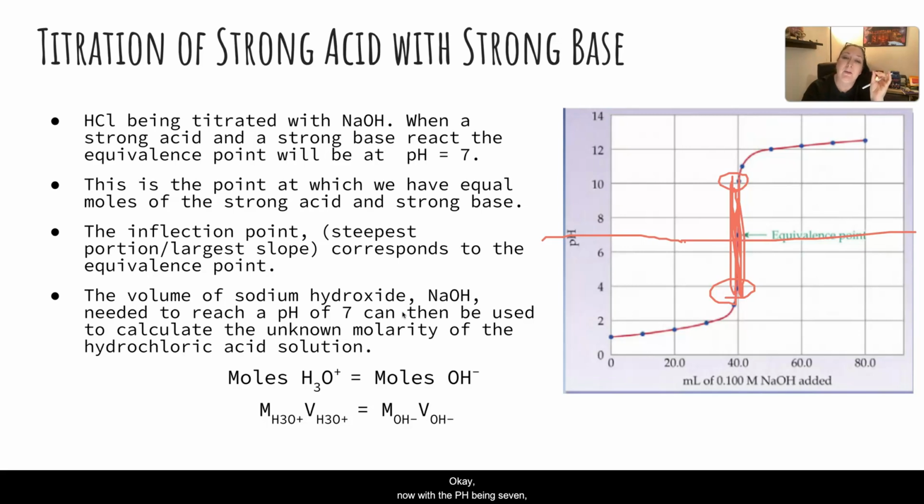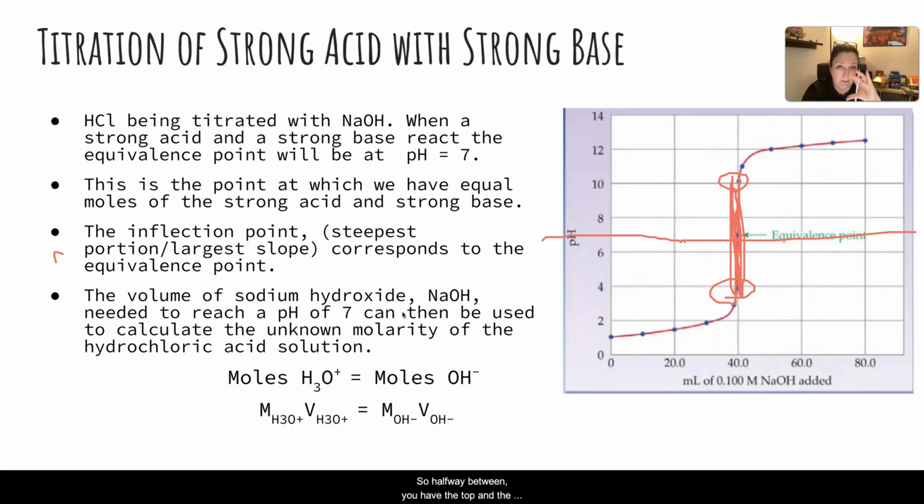Okay. Now with the pH being 7, that tells you that this is a strong acid and a strong base. That's number 1. All right, so let's go back to our bullet points, and I'm going to keep talking because titration curves are big on the AP exam, and we want to make sure that we can talk about them and understand them. All right, so the third bullet point, the inflection point, which is your steepest point in the graph, a super large steep slope, corresponds to the equivalence point.